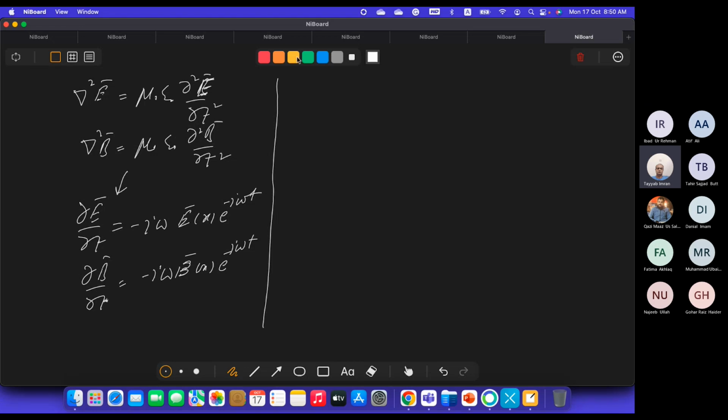Another material or medium, we call it homogeneous. Actually, inhomogeneous, sorry.